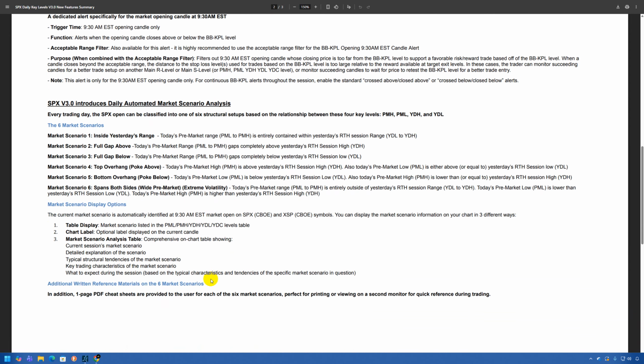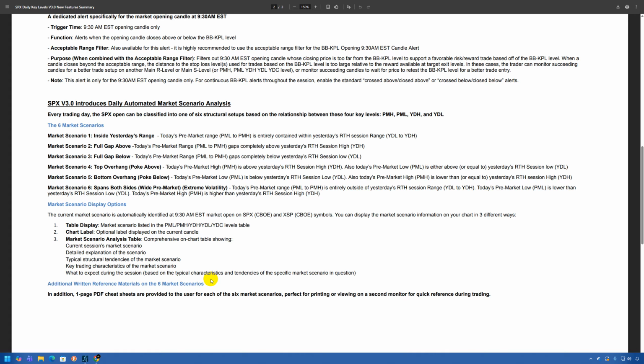SPX 3.0 also introduces daily automated market scenario analysis. So every trading day, the SPX open can be classified into one of 6 structural setups based on the relationship between these 4 key levels: the PMH, PML, YDH, and YDL. There are 6 different market scenarios. Market scenario 1, inside yesterday's range. Today's pre-market range, PML to PMH, is contained within yesterday's RTH session range, YDL to YDH.